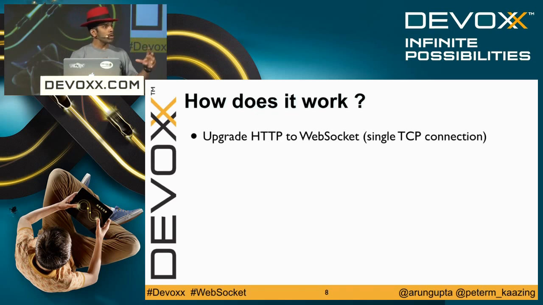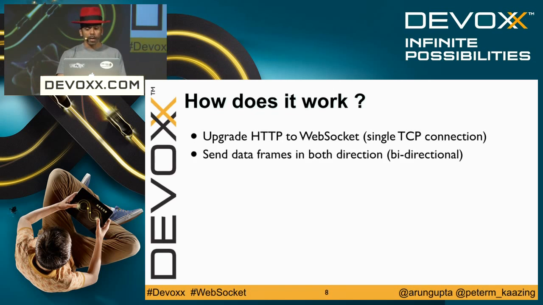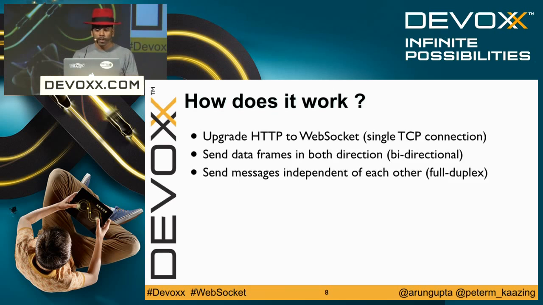Well, using standard HTTP terminology, you take an existing HTTP connection and upgrade it to WebSocket. A single TCP connection stays there. Then you send data frames back and forth in both directions. The client sends messages to the server, which are translated to WebSocket frames. That's the terminology used in RFC 6455. Similarly, you send messages from server to client, which are then translated to WebSocket frames on the wire. The messages are independent of each other from client and server, so that makes it full duplex. And then you end the connection.